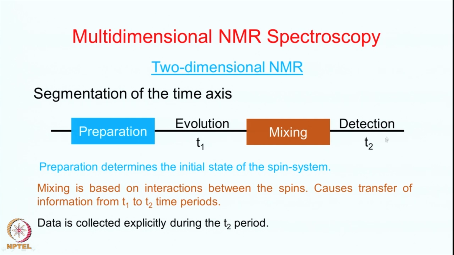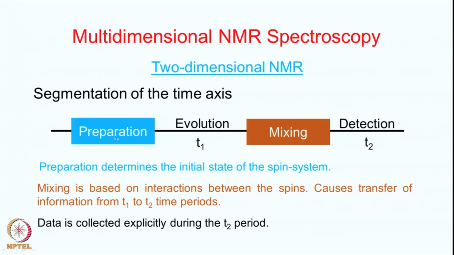Eventually we collect the data only during the t2 period, but however it will have a modulation from the evolution of the spin system during the period t1. Therefore, this time period is often called the indirect detection period, and this is the direct detection period. The signal which is detected here will be modulated by what happens during this period, and the mixing actually causes transfer of information from this period to this period, and then you generate a 2-dimensional spectrum which displays the information present here and present here, and we will see this.